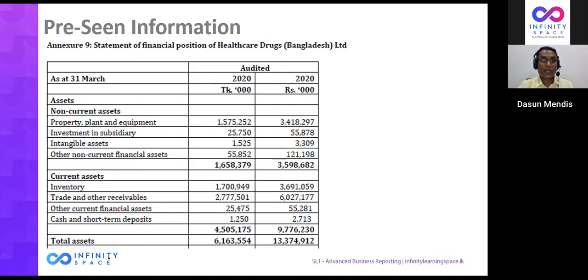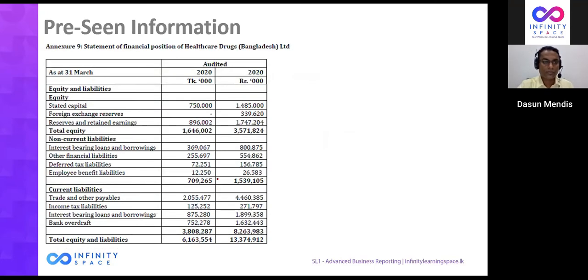Now the statement of financial position is also given, in taka value as well as rupee value. Actually, all the assets and liabilities are converted using the exchange rate of 2.17. This would be the year-end exchange rate. So you have PP&E, investment in subsidiary, intangible assets, financial assets, then current assets. Even the non-current and current liabilities have been converted using the same closing rate. But the stated capital has been converted using a different rate, maybe the historical rate.